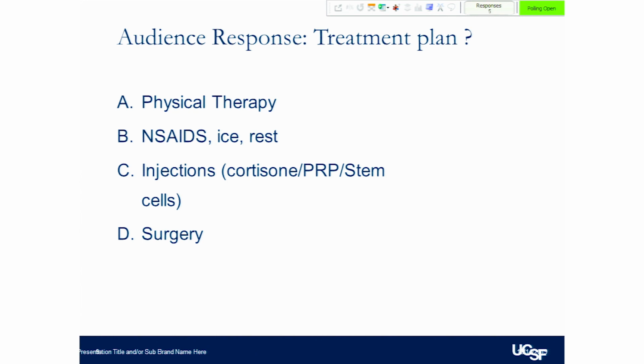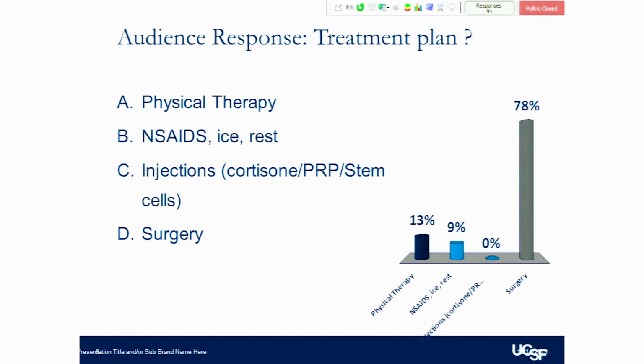Are we going to do physical therapy and see how he does? Completely shut him down for a while? Stem cells, we heard about, expensive. Maybe that's the right answer. Or how about surgery? Okay, so the majority of you are helping me out here by recommending surgery.